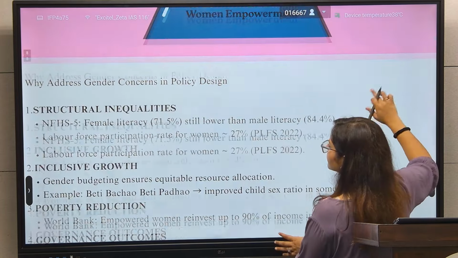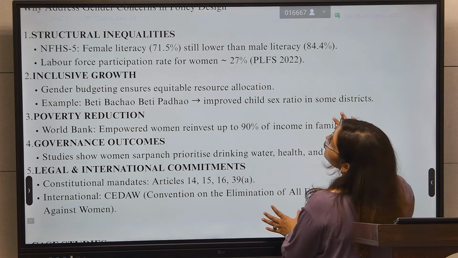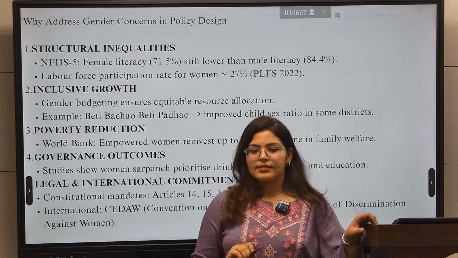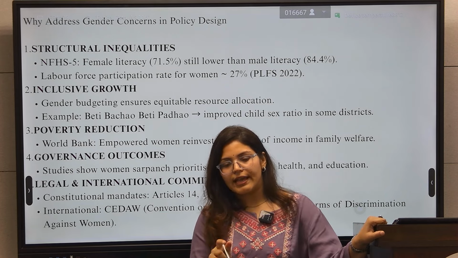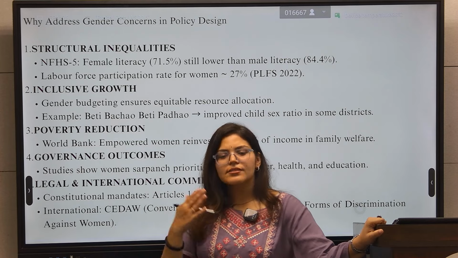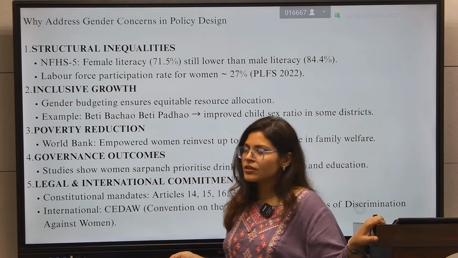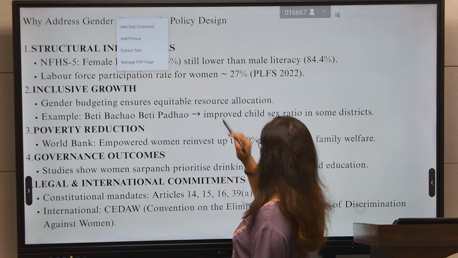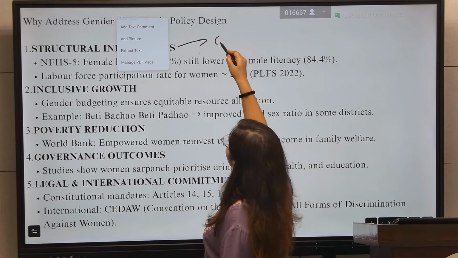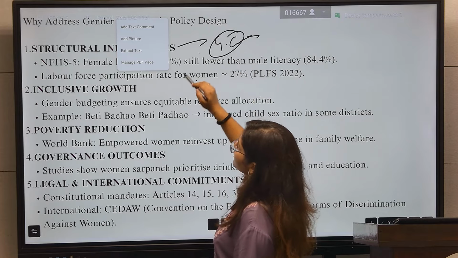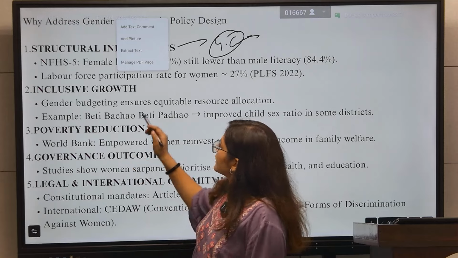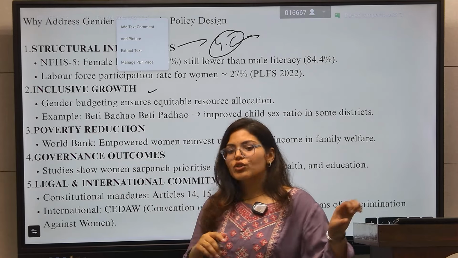Now for the points. So why address gender concern in policy design? One point on the individual level is poverty eradication. There is caste discrimination in the society. Structural inequalities also exist in our society. So if we consider gender concern in our policy making, then these structural inequalities are reduced. Third point is inclusive growth at the national level.